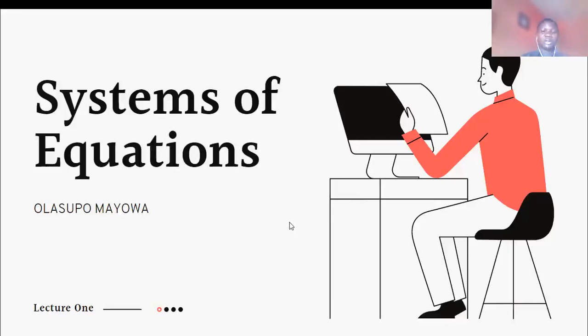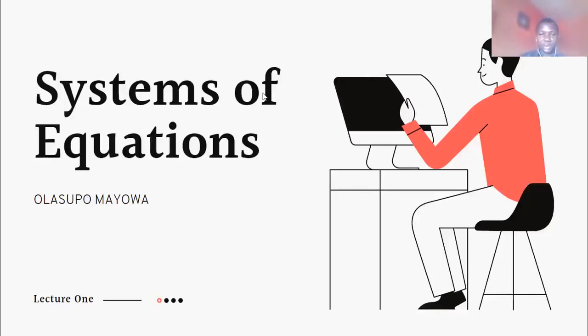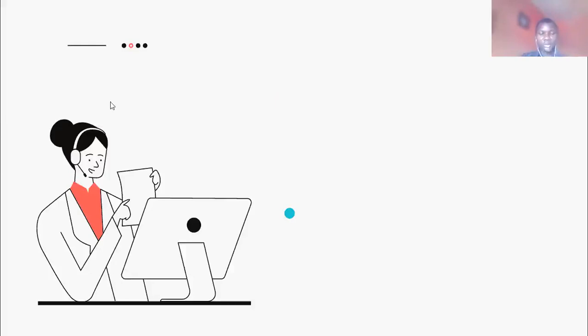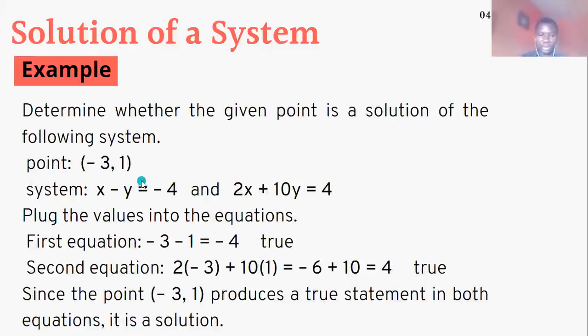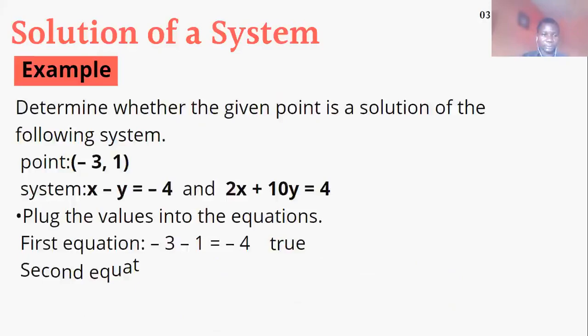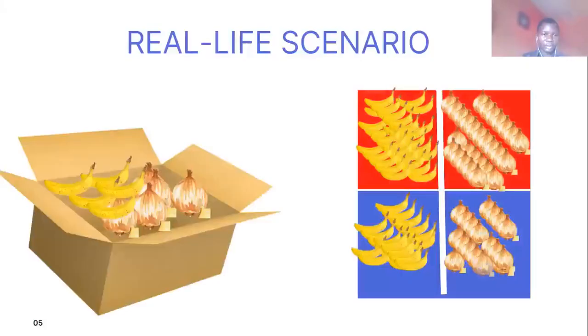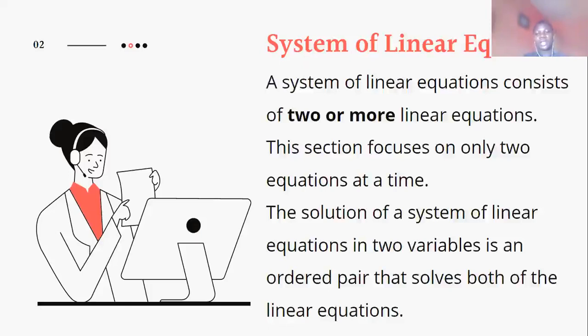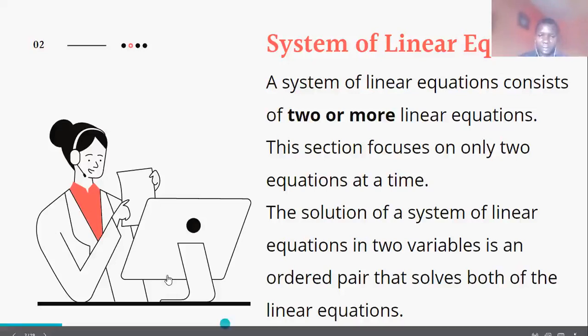So under systems of equations, what is a system of equations? Let me just start with this. First, we are going to be looking at the definition of a system of equations. A system of linear equations consists of two or more linear equations. I've already narrated the scenario for you.